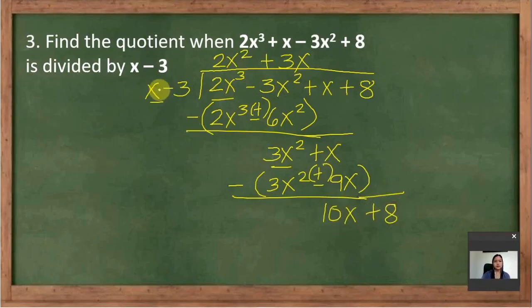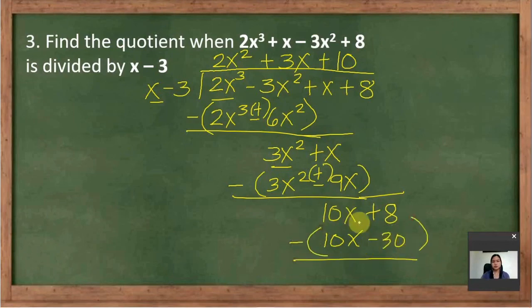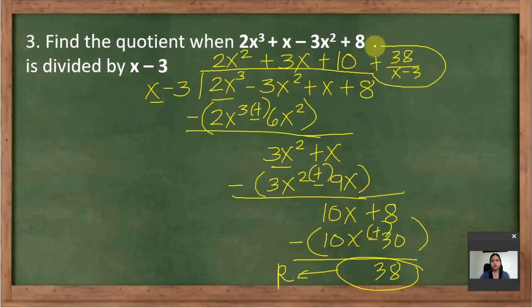Then 10x divided by x is positive 10, so plus 10. 10 times x is 10x. 10 times negative 3 is negative 30. Then subtract, this is 0, and this becomes 38. So 38 is the remainder, while the quotient is 2x squared plus 3x plus 10 plus 38 all over x minus 3. So this is now our quotient.